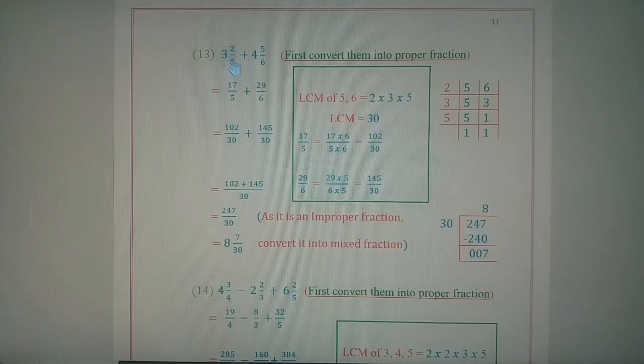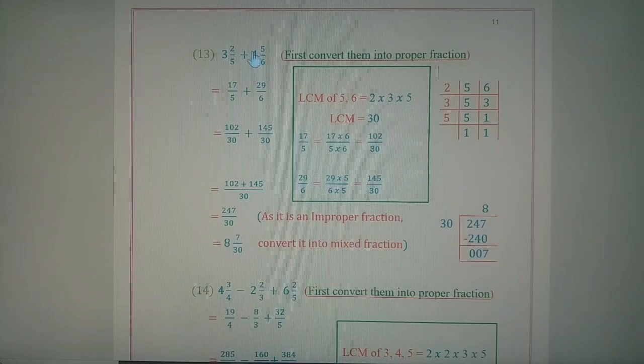So first we have to do 5 3s are 15. 15 and 2 has to be added. 5 3s are 15 plus 2 is 17. So the numerator will be 17 while the denominator 5 will remain the same. So our mixed fraction is converted into an improper fraction, that is 17 upon 5.